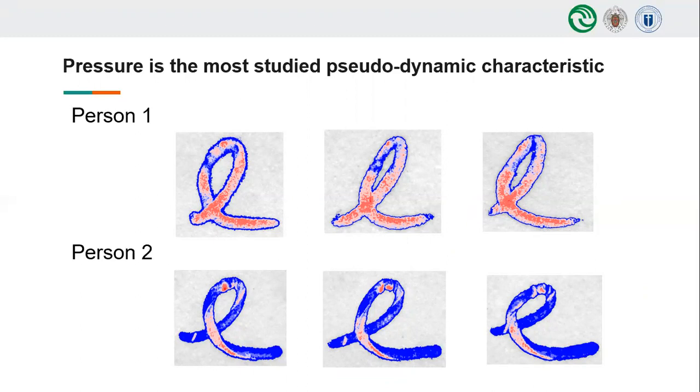We see here the threshold samples of two people. The red points correspond to those with the highest pressure, and the blue ones to the lowest pressure. We can see that the location of the point of greatest pressure is different for the two people, but that it remains almost constant for the same person.